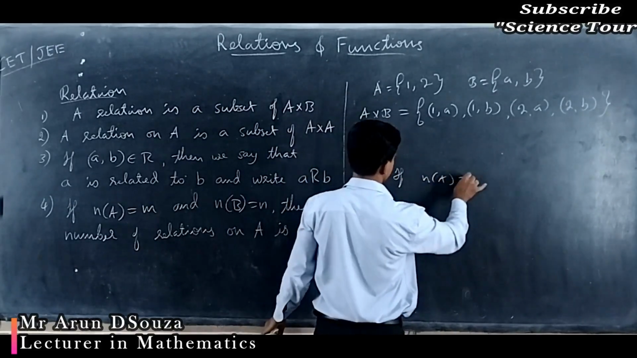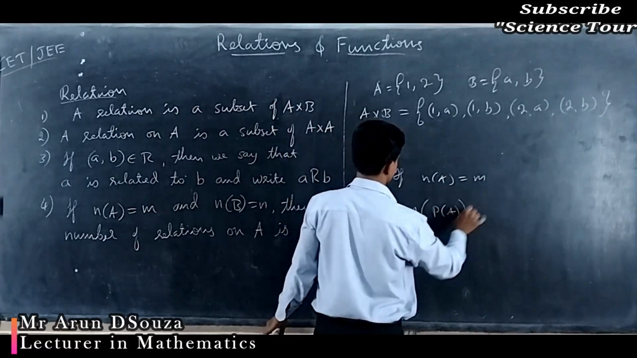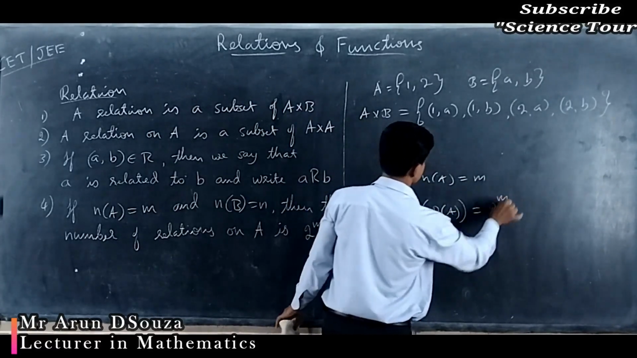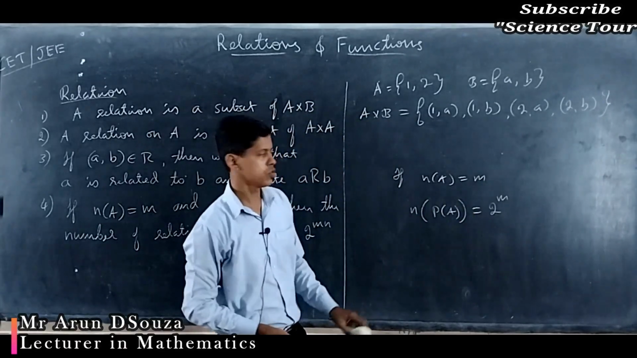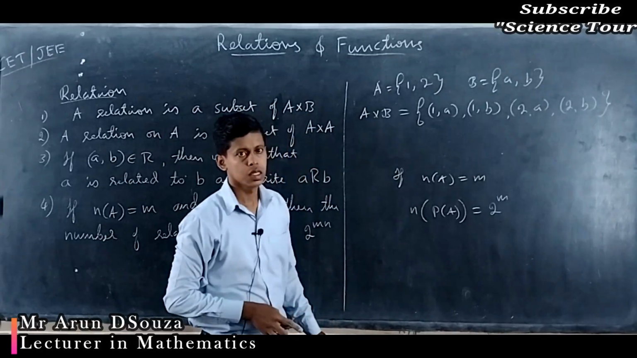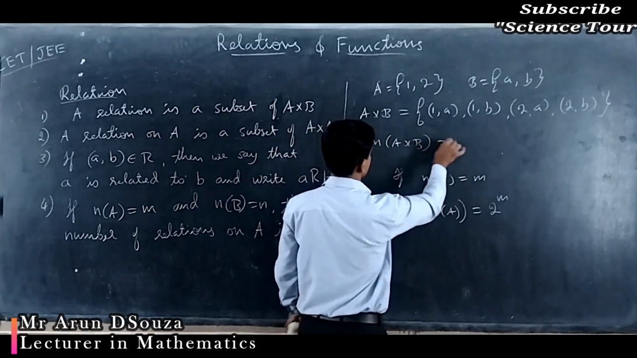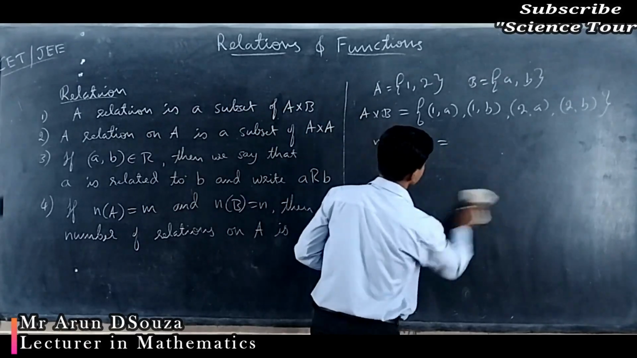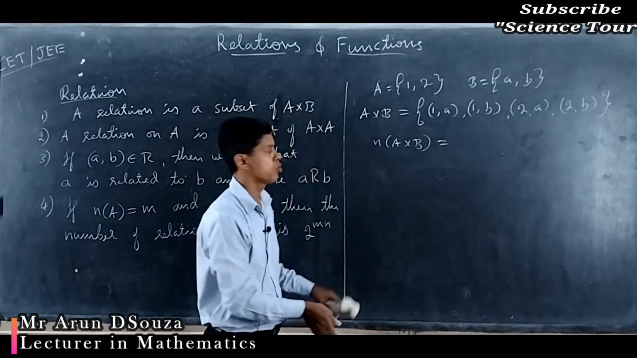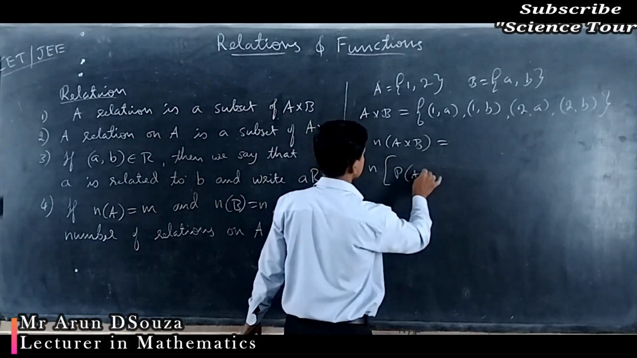If n of A is equal to m, then the number of elements in the power set, that means the number of subsets, is 2 raised to m. Now how many elements are there in A cross B? In A cross B there are 4 elements. So how many subsets are possible? The number of elements in the power set of A cross B.